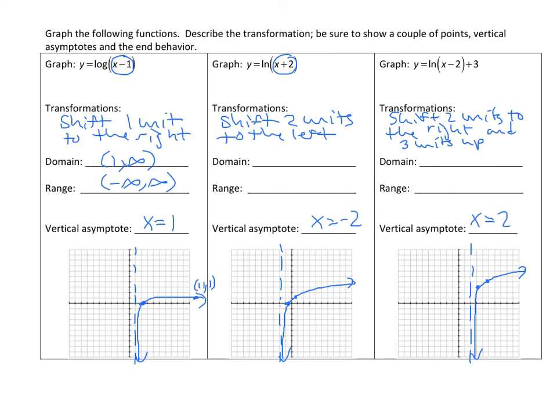Now the domain of this graph is going to be, its lowest x approaches 2, so 2 to infinity. Its range is always -infinity to infinity. And I forgot to do domain and range of the last one. This one's -2 to infinity, and the range is -infinity to infinity.